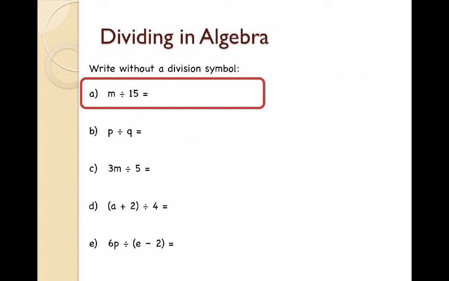Let's try some for ourselves. Here I've got m divided by 15. If I was to write that without the division symbol, it would be m over 15. Why don't you try the next four yourself by pausing the video and giving them a go.